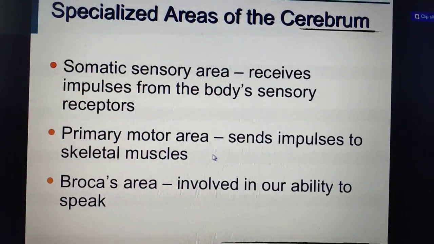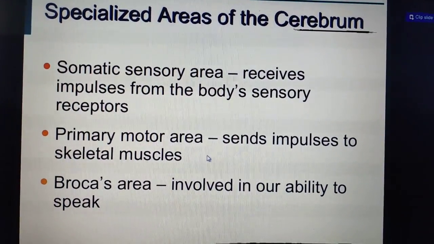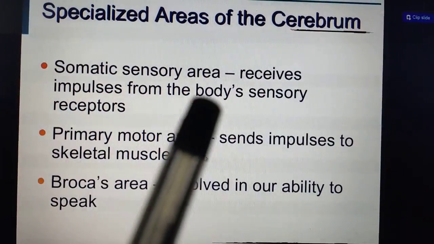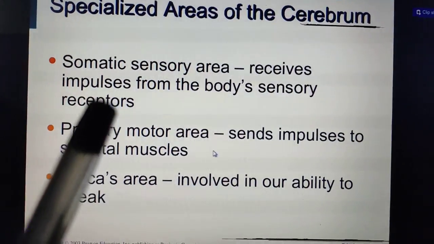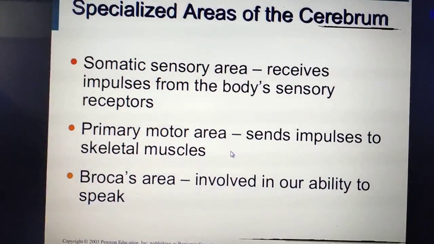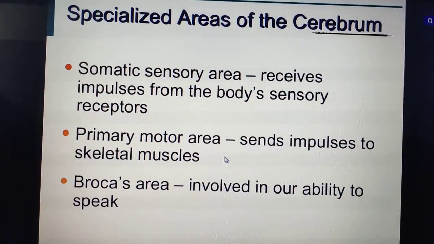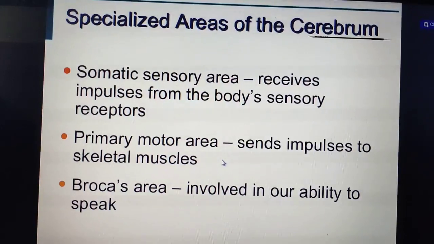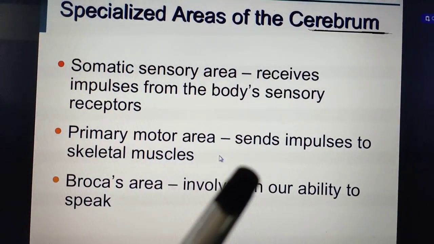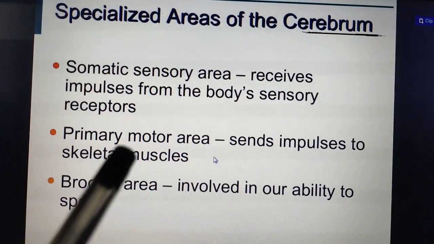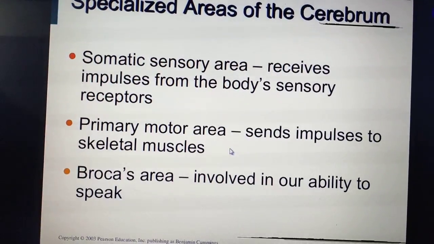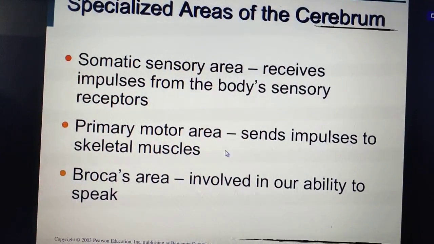Okay, now we'll see some specialized areas of the cerebrum. The somatic sensory area receives the impulses from the body's sensory receptors. For example, what we are watching is a sensory perception received by the brain, which we call the somatic sensory area, whereas the primary motor area sends the impulses to the skeletal muscles. The brain will say, take the pen like this, that we call the primary motor area. Skeletally we are doing, right?